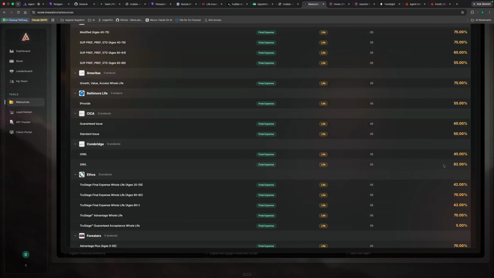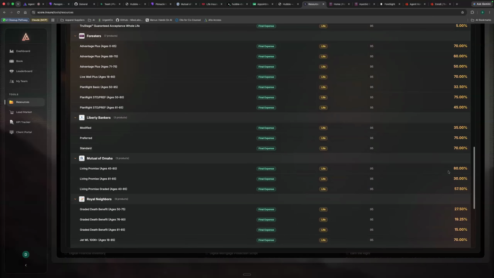is Corebridge SIWL. So if you're thinking of going FEX and Corebridge is within $10 of Mutual of Omaha, go Corebridge. The client's not going to balk over $10, but if you can get 92 instead of 80, oh, it's 12%. That's real money. And if you do that over your deals, you write 12 grand or 20 grand in a month, 12%, that's $2,400 just by being aware of what your comp rates are per carrier.